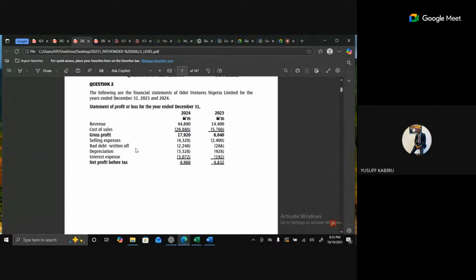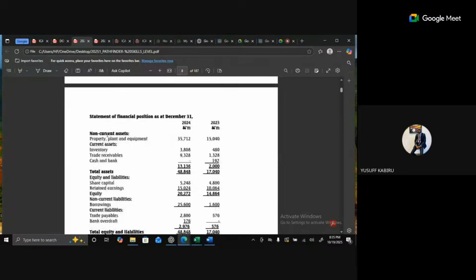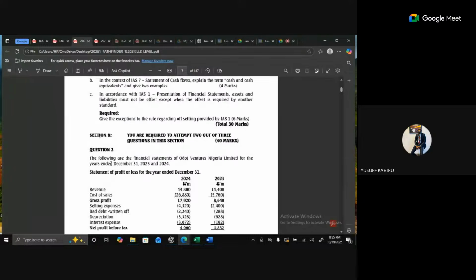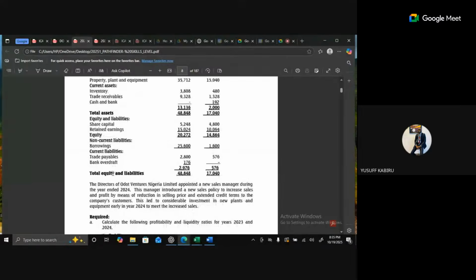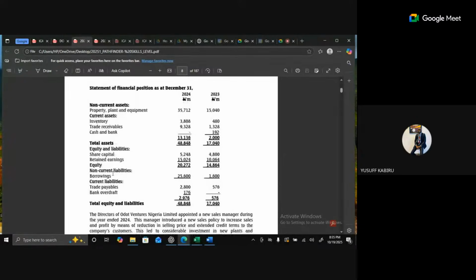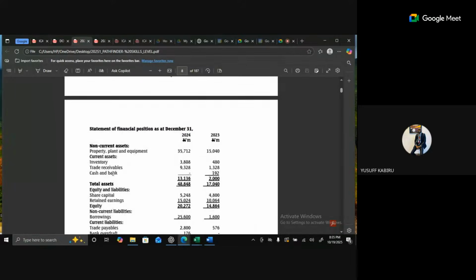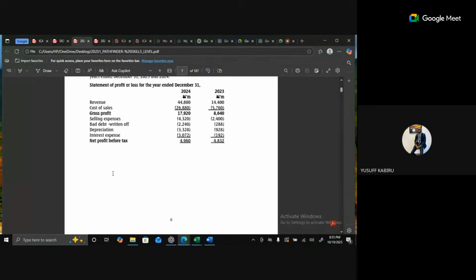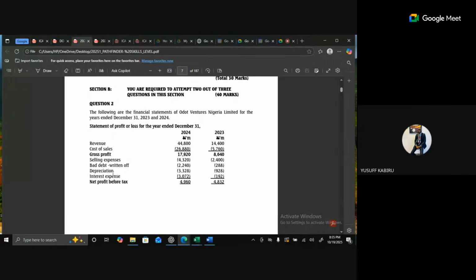So yeah, there are two questions that come in this form: your ratio and your cash flow question. When you see a question where they give you your income statement like this and your SOFP, it can either be a ratio or cash flow question. But in this case, it is a ratio question.